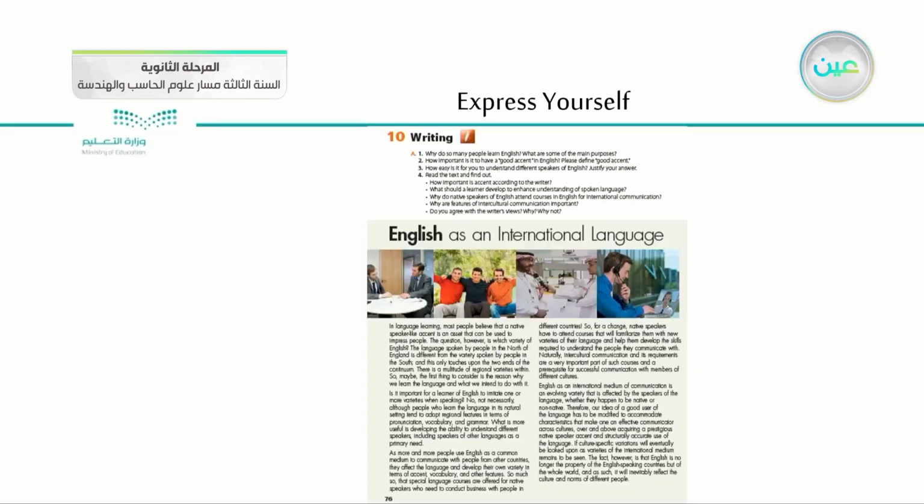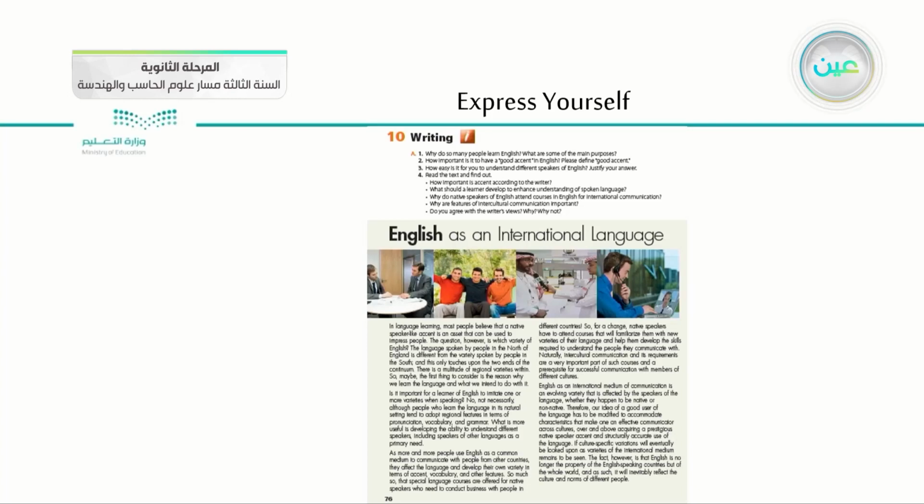Today we have a writing question, the 10th part in this unit. In this part, express yourself, the whole of this unit is revolving around expressing our own ideas, thoughts, opinions toward many different things. One of the things that we are going to express our opinions about is the English language. Today we are going to focus on the English language as an international language.